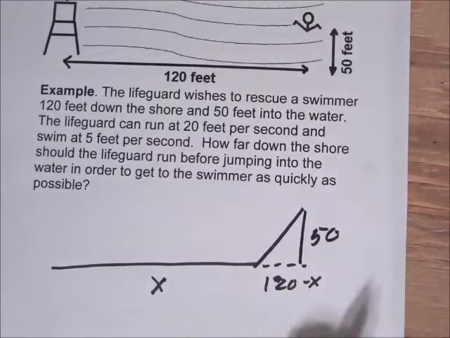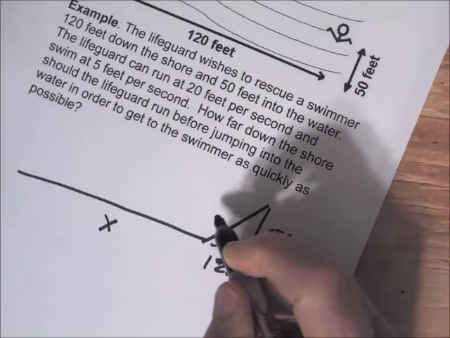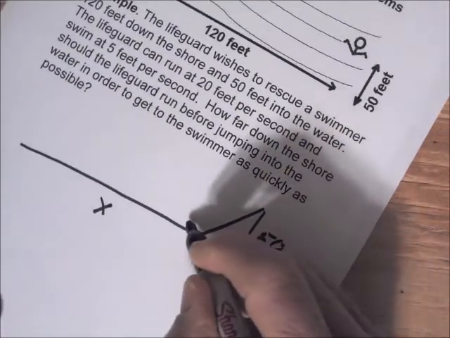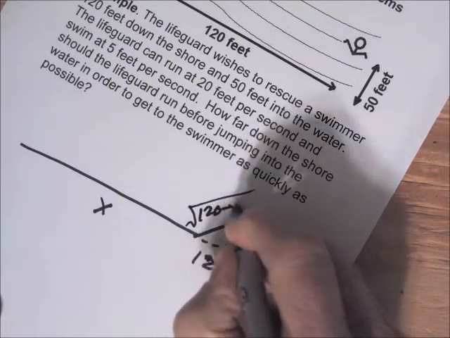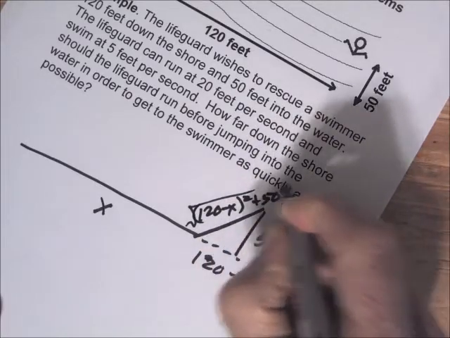So for the distance through the water, we'll have a right triangle here. The distance through the water will be the square root of the quantity 120 minus x squared plus 50 squared. That's the Pythagorean theorem.